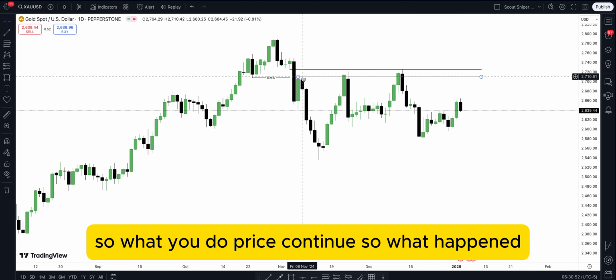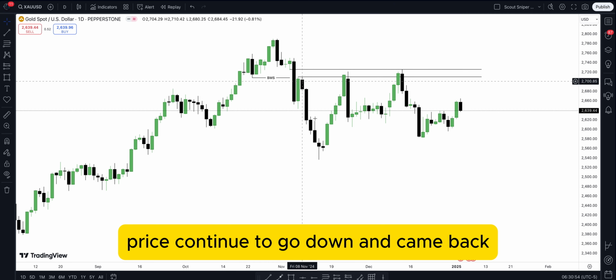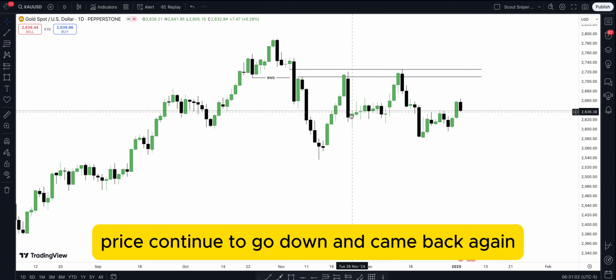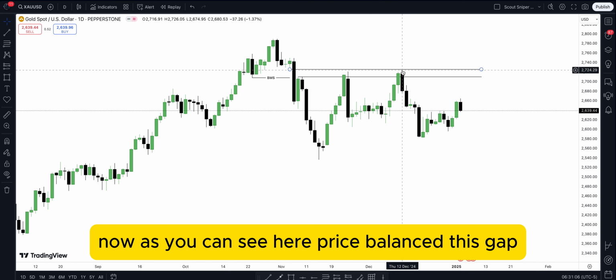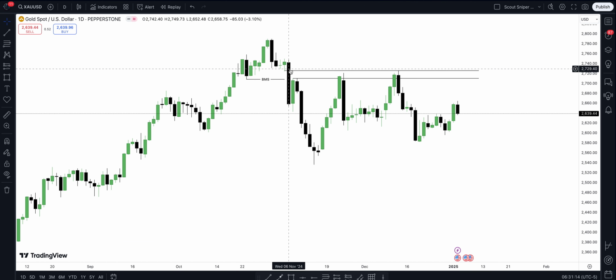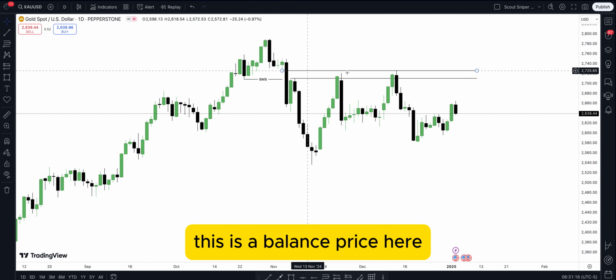So what you do, price continues. Price continued to go down and came back. Now this is where you could have entered, or entered here. Again, price continued to go down and came back again. Now, as you can see here, price balanced this gap. Now the gap is fully closed. This is a balanced price.